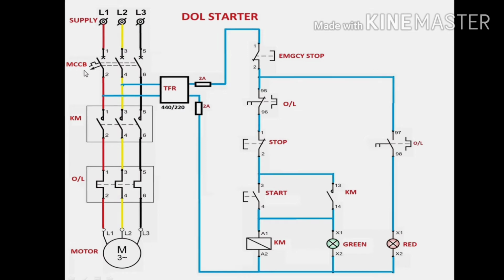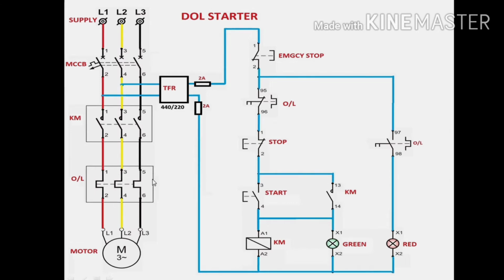MCCB is the molded case circuit breaker. This is the main breaker. This KM is the main contactor. These are the main contactor contacts, and this is the main contactor coil. This is the overload relay. The overload relay is for overload protection of the motor. L1, L2, L3 are the three phases of the motor. This is a three-phase induction motor. This is the power circuit.